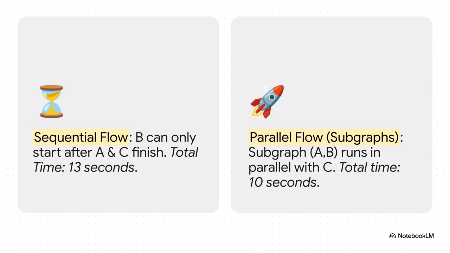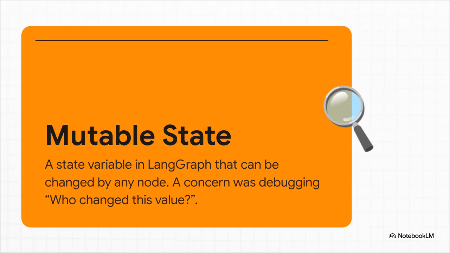Now, 3 seconds might not sound like a lot, but believe me, when a user is staring at a screen, it's an eternity. Another sneaky problem they ran into was this thing called mutable state. Okay, imagine you have a shared whiteboard, and every single part of your system can walk up and scribble on it. If you get a weird answer at the end, how in the world do you figure out who scribbled what and when? It can turn into an absolute debugging nightmare.